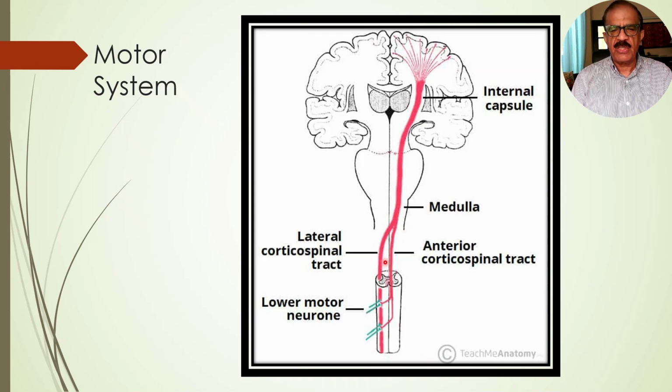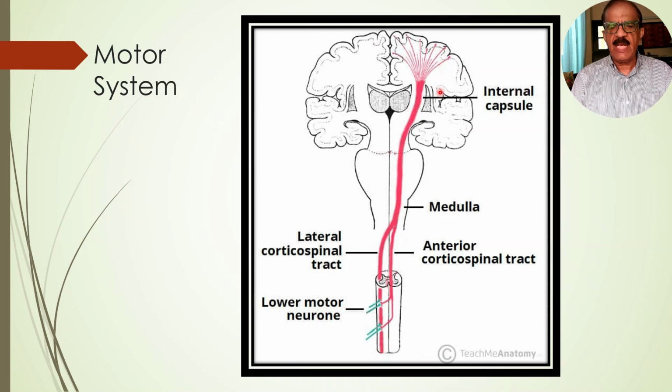We call it decussation. The fibers go to the other side and they make lateral corticospinal tract, and some fibers continue on the same side. They make anterior corticospinal tracts. So these will actually end up on the lower motor neurons, and lower motor neurons, they actually supply the muscles.